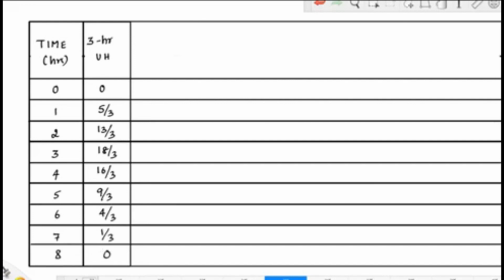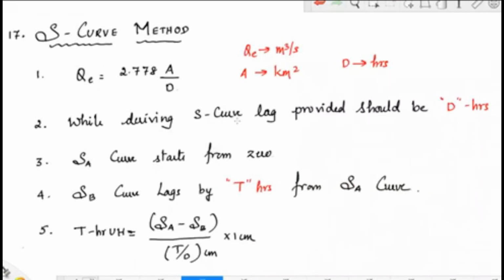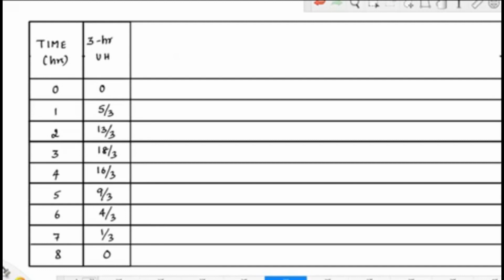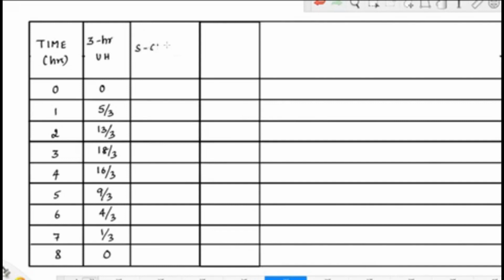The first thing is that you have to derive the S curve. I gave you a point here: while deriving the S curve, you have to provide a lag of D hours. In this example, D is equal to 3 hours. So first the S curve addition column, then the S curve.